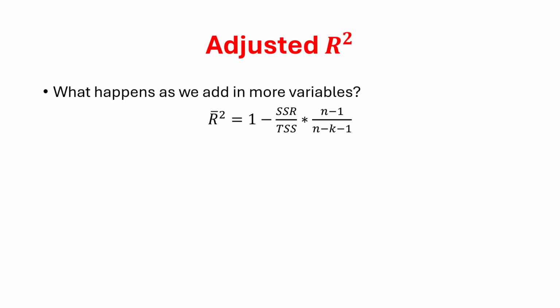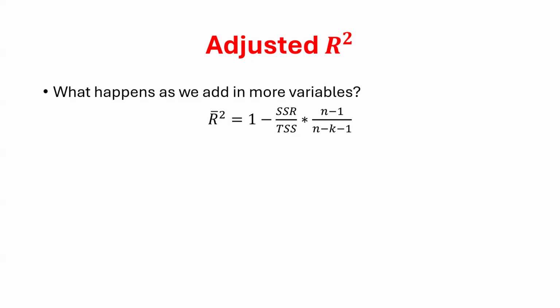If I include more variables, I'm now subtracting a larger number. So what's going to happen to my denominator? If I increase K, I'm subtracting a larger number, so this value would go down. If my denominator is smaller, this fraction is going to go up. If I'm now subtracting a larger value, what's going to happen to my adjusted R squared? It's going to go down.